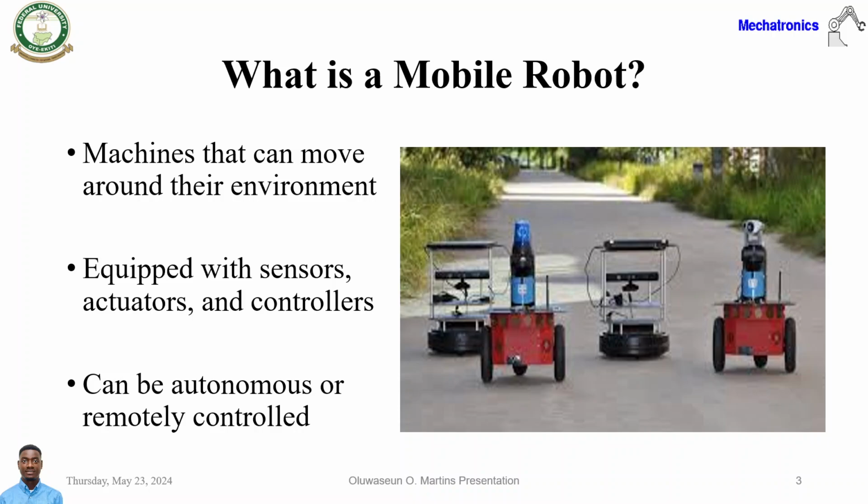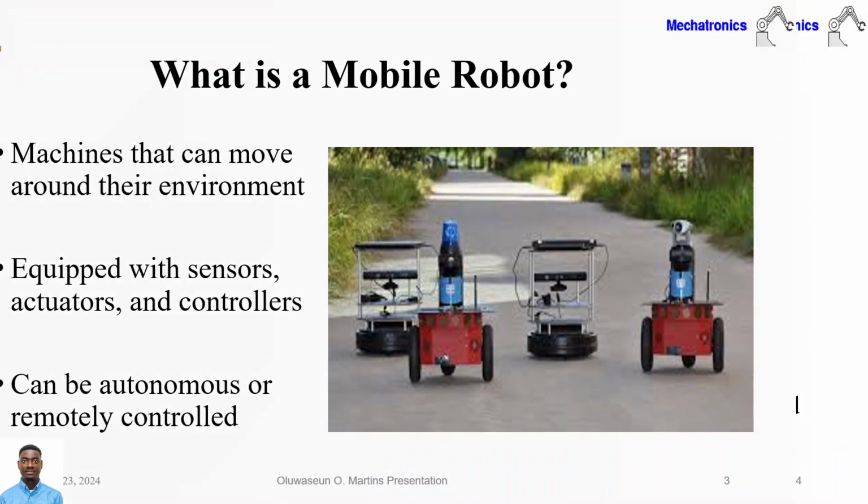So they are equipped with sensors to detect their environment, to measure physical quantities, basically, and they have actuators by which they have effect on their environment, and they have controllers which helps process what their sensors are sensing and send the right signals to the actuators based on what has been pre-programmed in the controller. Then mobile robots can either be fully autonomous or it can be remotely controlled depending on the level of complexity to which it has been designed.